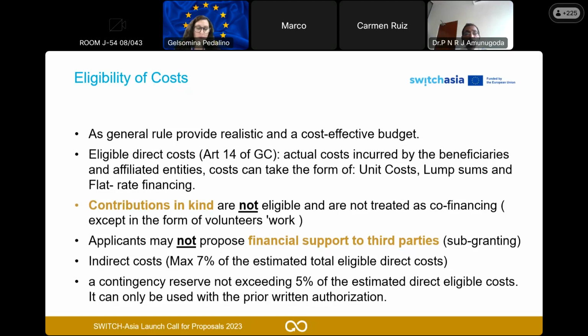Applicants may not propose financial support to third parties. We do not allow subgranting during this call for proposals. In the budget, you will have a section dedicated to the indirect cost that can reach only 7% of the total of the eligible direct cost, of course, and a contingency reserve that will not exceed 5%.